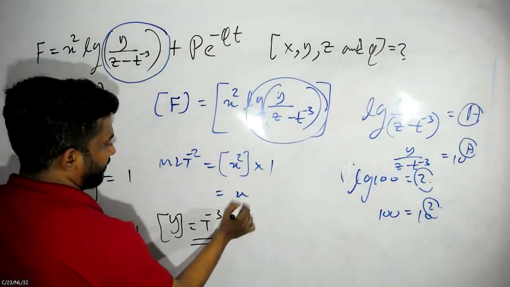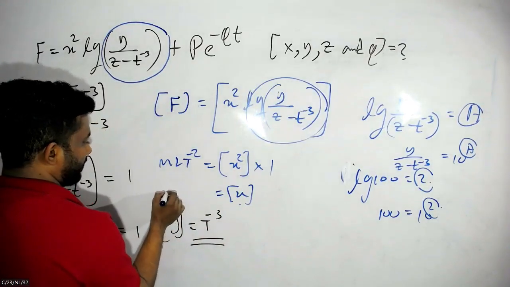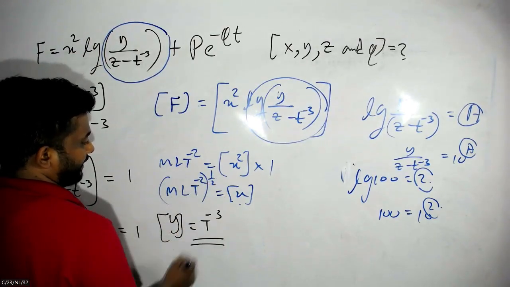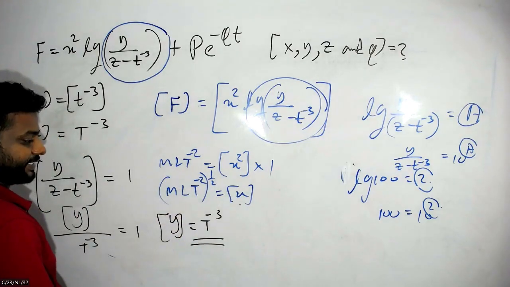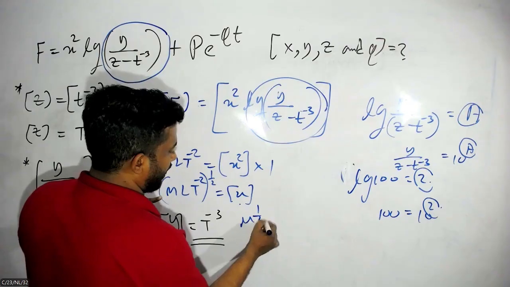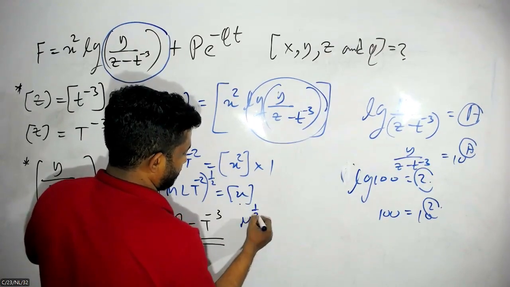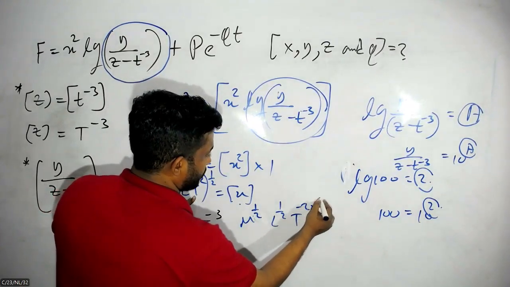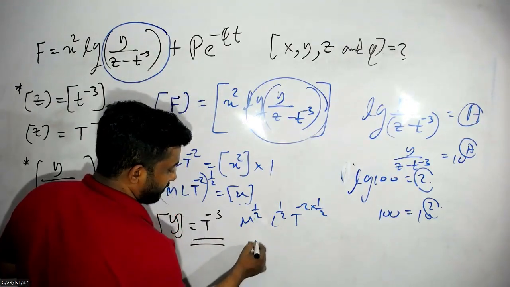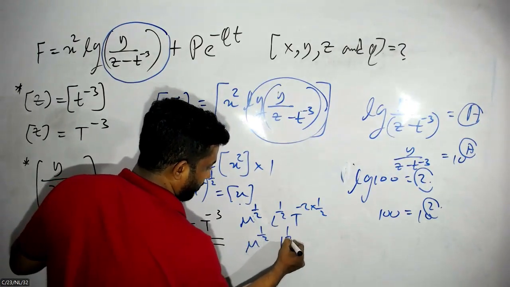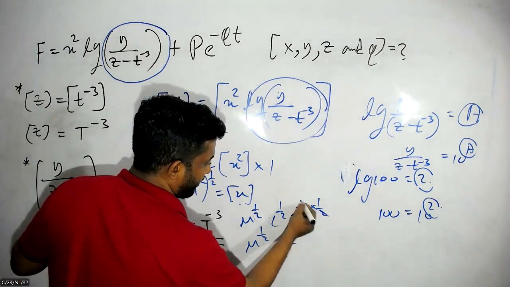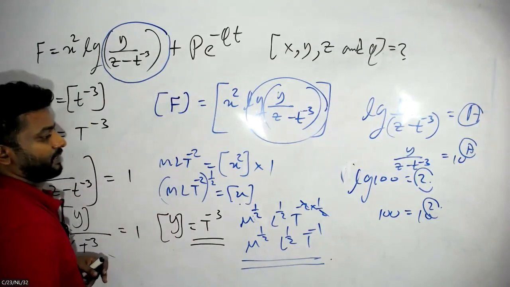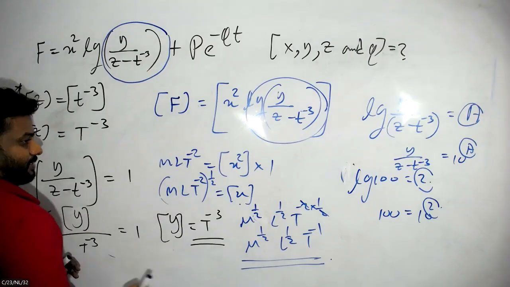Then you can consider the dimensions of x. Here you have to consider the square root value of this term. That means half power. Square root means half power, right? Then the answer is m to the power half, l to the power half, and here t to the power minus 2 into half. Then the answer is m to the power half, l to the power half, and when this cancels, t to the power minus 1. This one is the answer. This one is the dimensions of x.